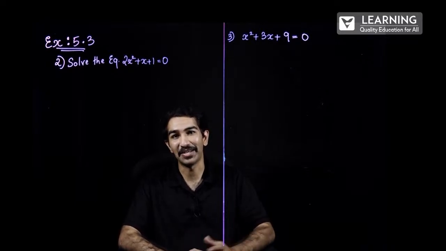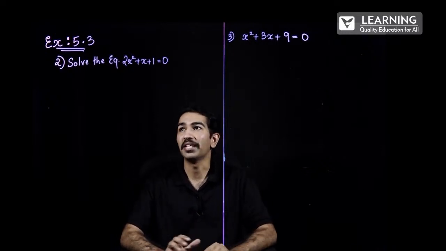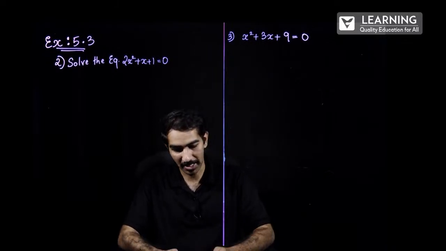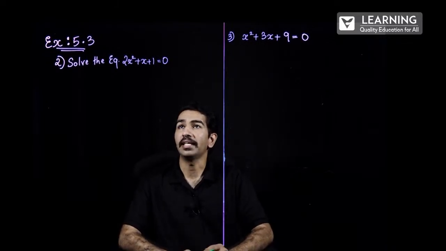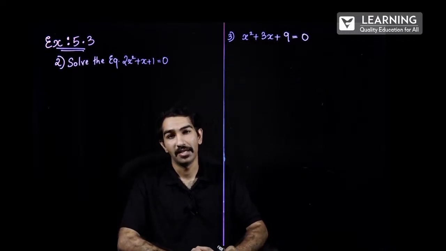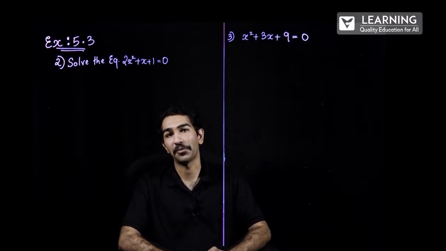So we have already seen the synopsis. So we'll be starting with the important questions of exercise 5.3. Here we have two questions, number 2 and number 3, on the board. So we'll start solving them. Okay. So solve the equation they have given, and the equation is 2x square plus x plus 1 is equal to 0. Quadratic equations can be solved by factorization or by the formula method, correct?